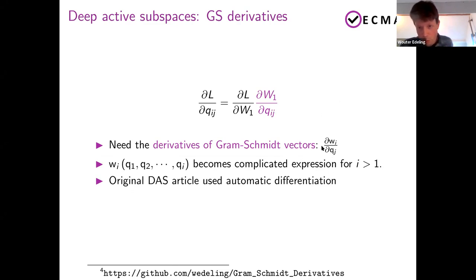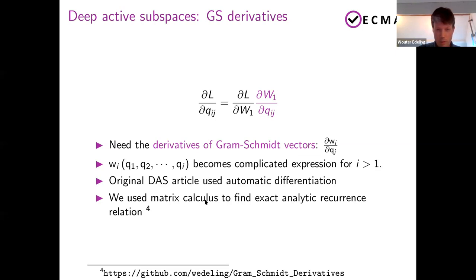So what I need to do is compute this matrix, this derivative of the orthogonalized vectors with respect to the original non-orthogonal vectors. But because each vector W is a function of all Q vectors up to i, so Wi is a function of Q1 to Qi, this becomes a pretty complicated expression. You could plug this into Maple or some other computer algebra system and just compute it by brute force, and you'll see that you get a massive expression. And so this is why the original authors of the first article used automatic differentiation.